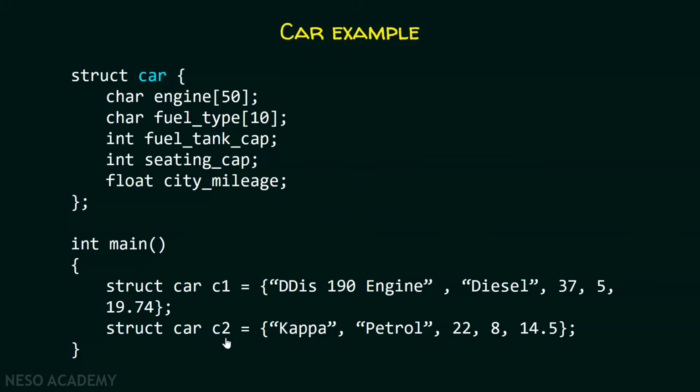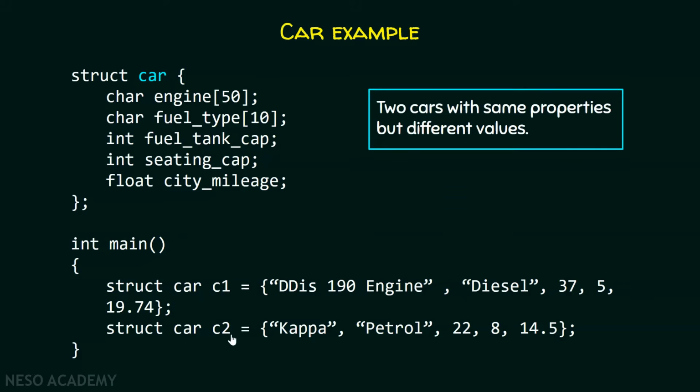Similarly, we have a C2 variable of the same type, which means that C2 variable can also access all these members and can assign them some values, right? Here in this case, we are assigning kappa, petrol, 22, 8 and 14.5. We can see here that these two cars are having same properties, but they are having different values, right? Because they are two different variables. So we can easily give the members of the structure different values using these two variables, right?